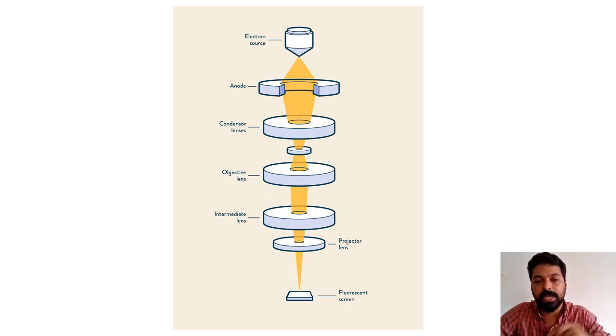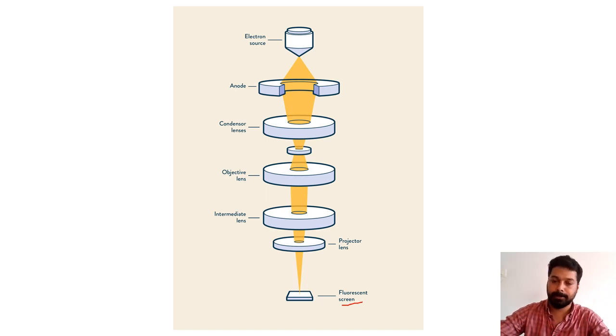Then through the sample, because here we are getting the transmitted electrons, and those transmitted electrons are further focused by using an objective lens. Then there is an intermediate lens. Again, further it is confined to a screen, a fluorescent screen. So the transmitted electrons, not the light, the transmitted electrons coming from the sample are made to fall on a fluorescent screen.